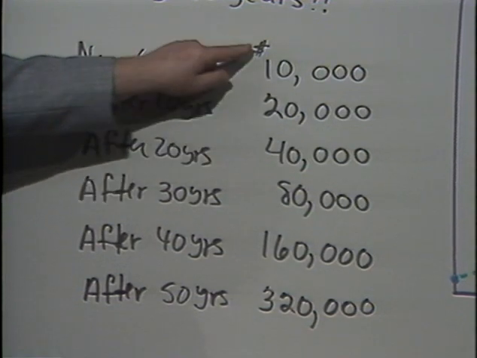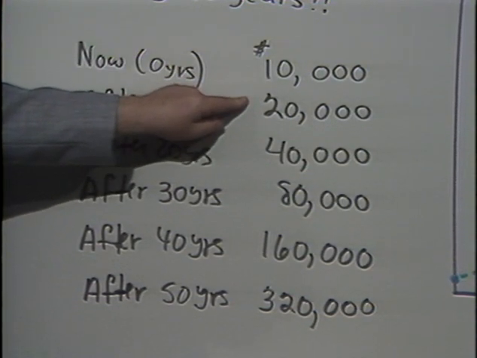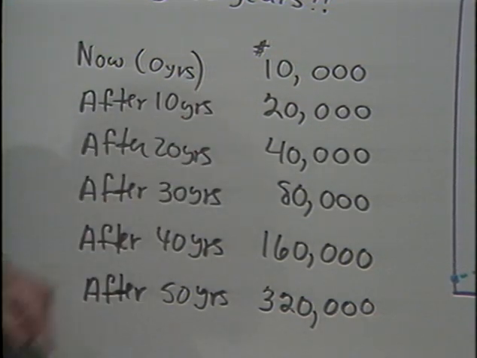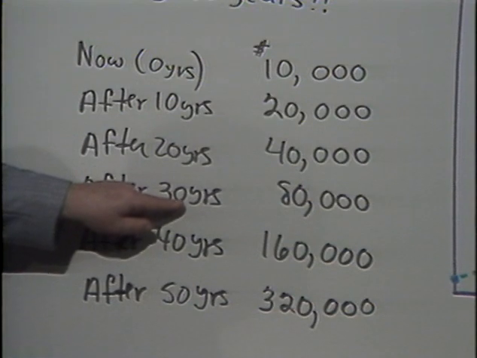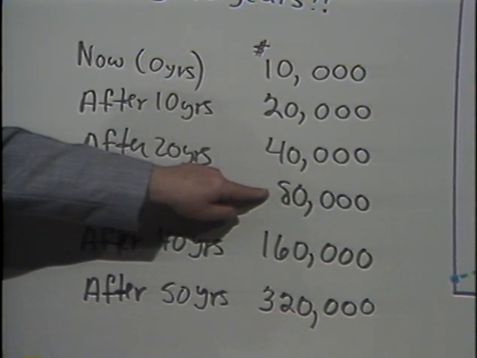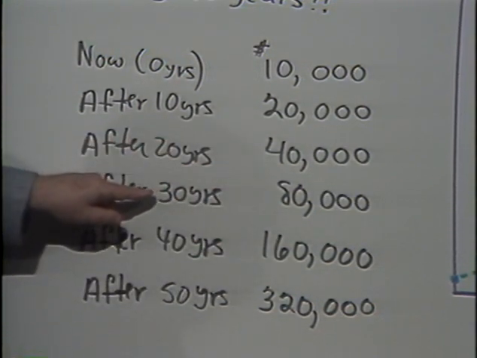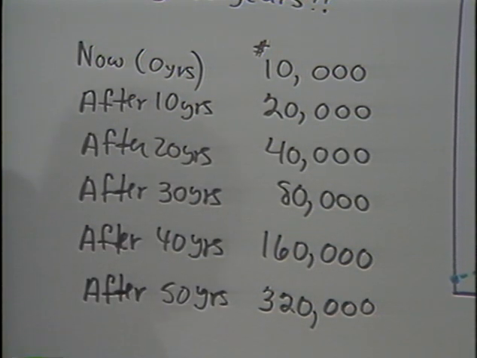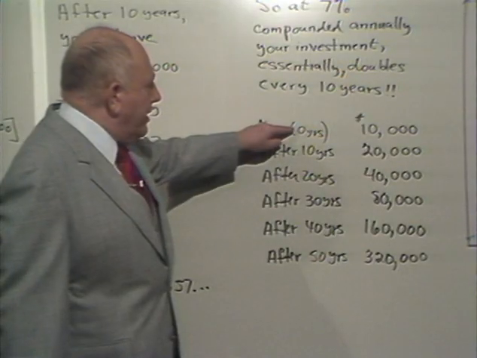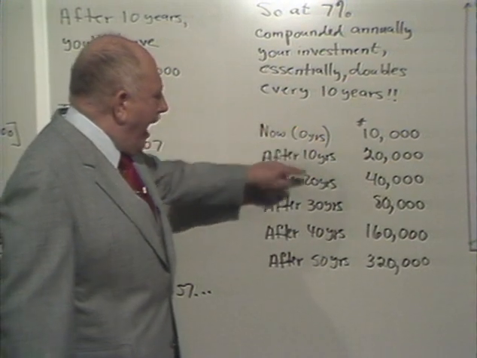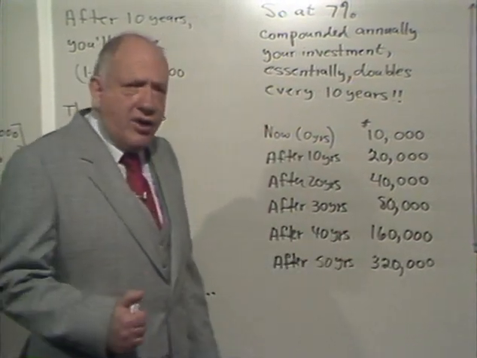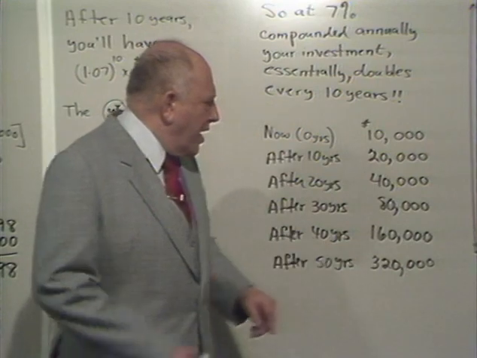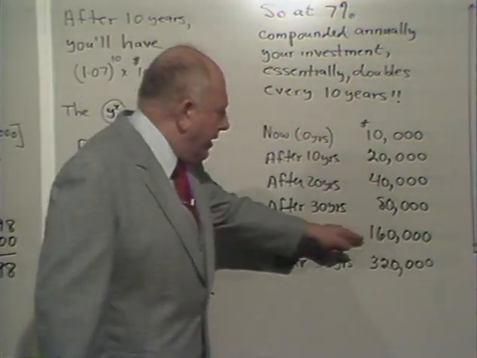After 10 years, you no longer have 10,000, you have 20,000. So what doubles the next 10 years is the 20,000. That becomes 40,000. The next 10 years, it's the 40,000 that's doubling. That becomes 80,000. The next 10 years, it's the 80,000 that's doubling. That becomes 160,000. And the next 10 years, it becomes 320,000. So if you put $10,000 away now, after 50 years, if you don't touch it and the interest rate stays the same, that's $320,000. You see, it's doubling every time.